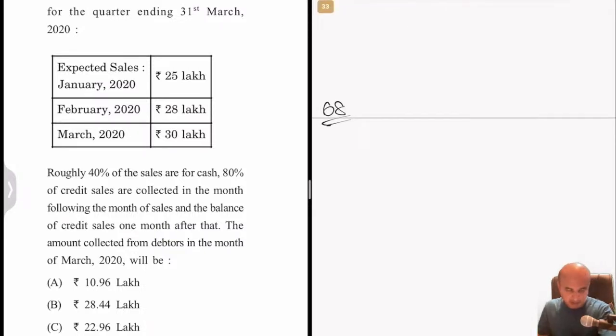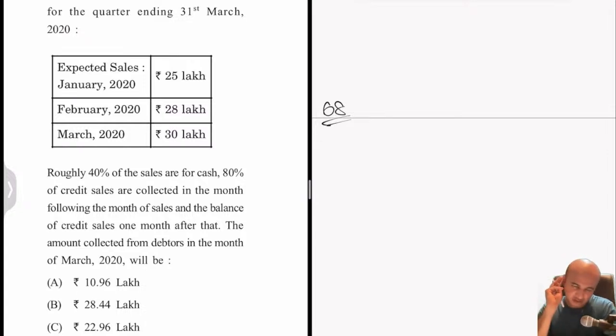Next, question number 68. PUVI Limited provides the following information for the quarter ending 31st March 2020. Expected sales of Jan, Feb and March is given. Roughly 40% of the sales are for cash and 80% of the credit sales are collected in the month following the month of sales, and the balance of credit sales 1 month after that. Slightly confusing, the wording, but if you read carefully, slowly, you will get to know what exactly they are intending to say. The amount collected from debtors in the month of March 2020 will be dash.